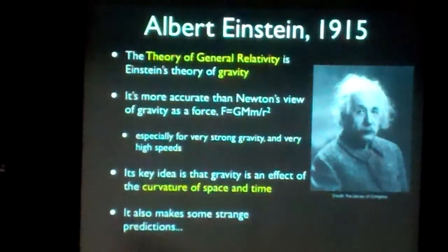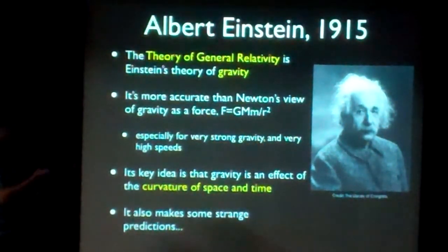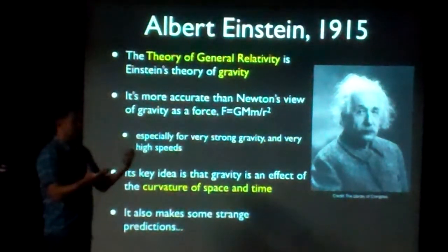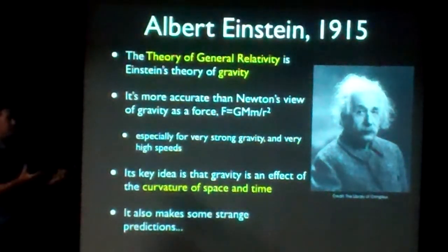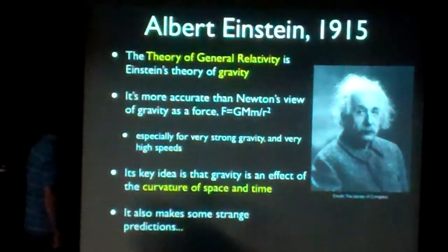In 1915, he expanded on his special theory of relativity to create the general theory of relativity, which is Einstein's theory of gravity. So we learned about Newton's view of gravity, where you have two objects, mass 1 and mass 2, which could be the sun and the earth, for example, and that there's a force between them that depends on the product of the two masses and is inversely proportional to the square of the distance between them. That's Newton's universal law of gravitation.